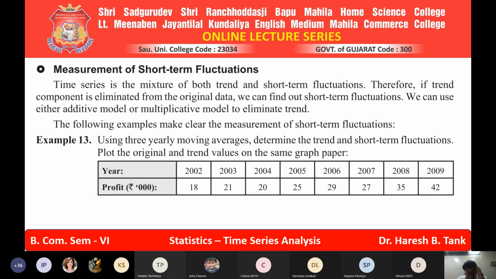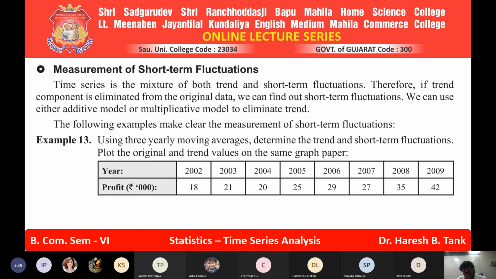Let us shift to this example. Using 3 yearly moving averages, determine the trend and short-term fluctuations. Plot the original and trend values on the same graph paper. You know it quite well. Original values and trend values are to be plotted on a graph paper, that you know quite well. I want this example to be done right now. Let us do it. I suppose all of you are having pen and paper with you. Let us deal with this example. Years are given to be 2002, 2003, 2004, 5, 6, 7, 8 and 9. Fine enough. 3 yearly moving averages are to be found.